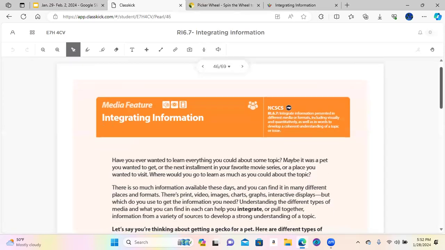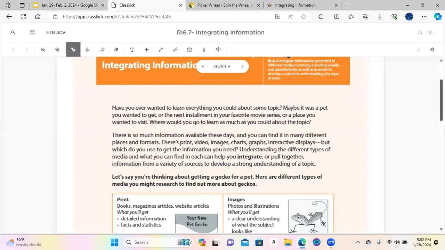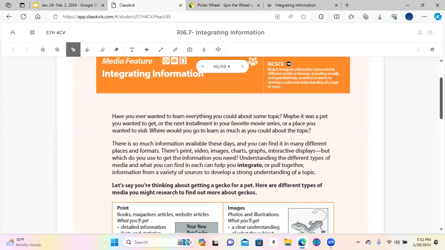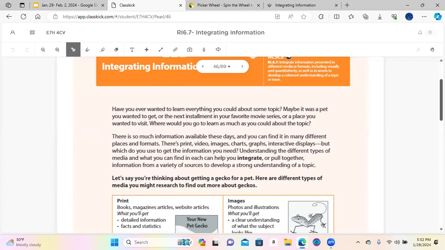All right, so integrating information. Okay, so Pearl will read. Have you ever wanted to learn everything you could about some topic? Maybe it was a pet you wanted to get, or the next installment in your favorite movie series, or a place you wanted to visit. Where would you go to learn as much as you could about the topic?